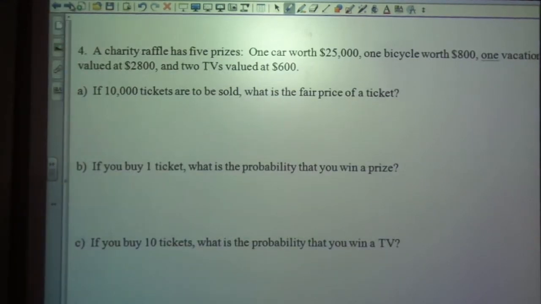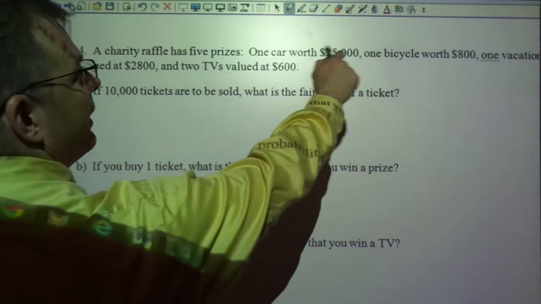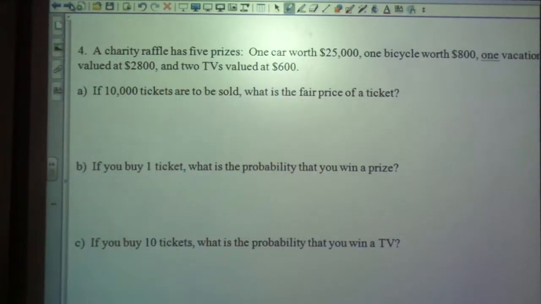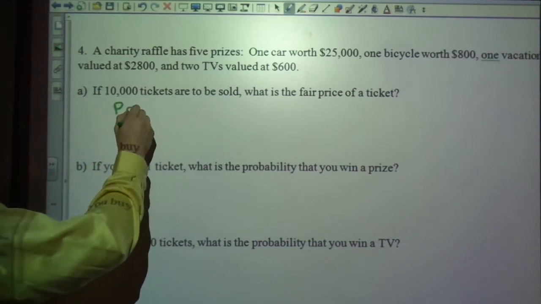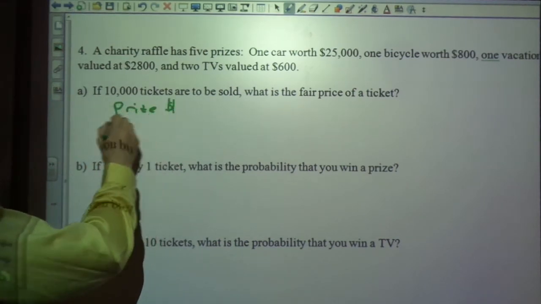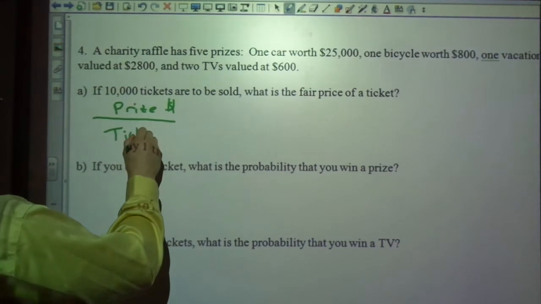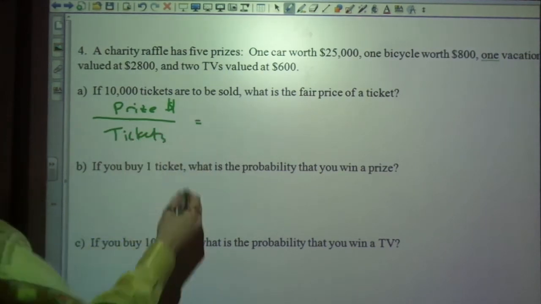Last question. We've got a charity. 5 prizes. We've got a car, a bicycle, a vacation, and 2 TVs. That's $600 each. Okay, so we want to look, first of all, what's the fair price of a ticket? Well, fair price, we want to look at total amount of prize money divided by tickets, to see what's the fair price for one ticket.